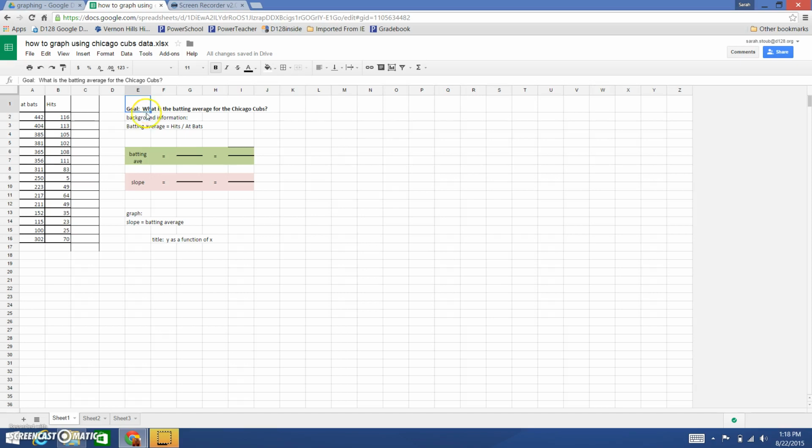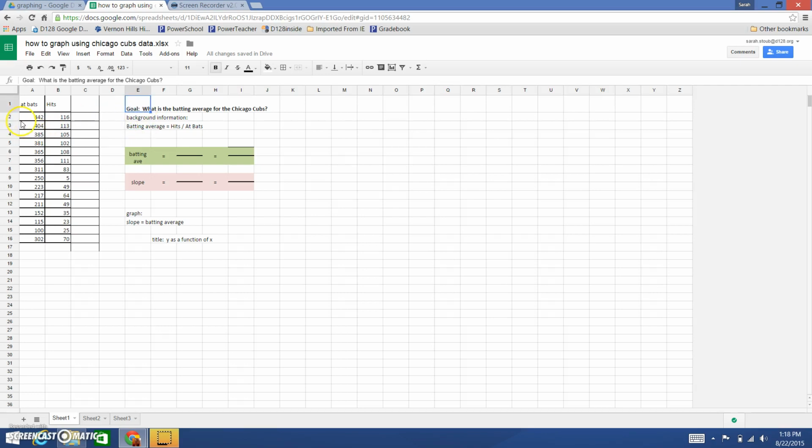I don't really either. Batting average, as you can see right here, is calculated by taking the hits out of the at-bats, meaning every time they go up to the plate, how often do they hit the ball? We can look at it as a percentage. I guess 30% of the time you hit the ball is a pretty good one. So, what we're going to find out is what's the batting average for the Chicago Cubs.